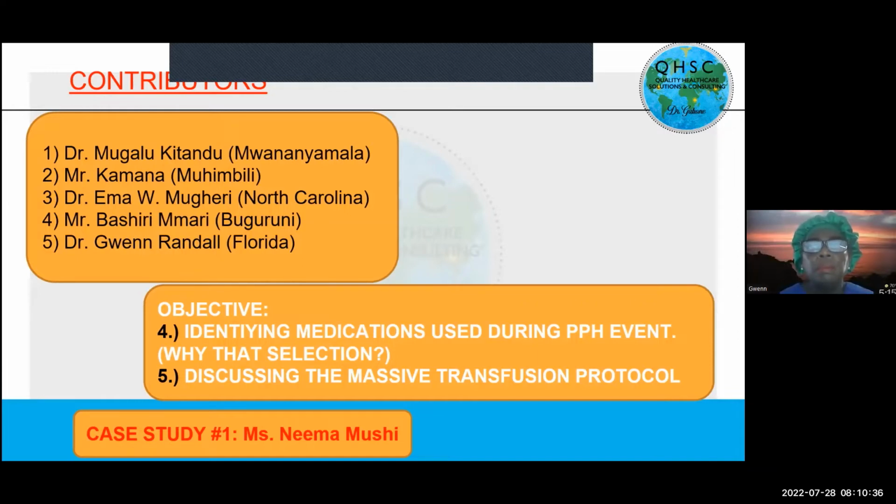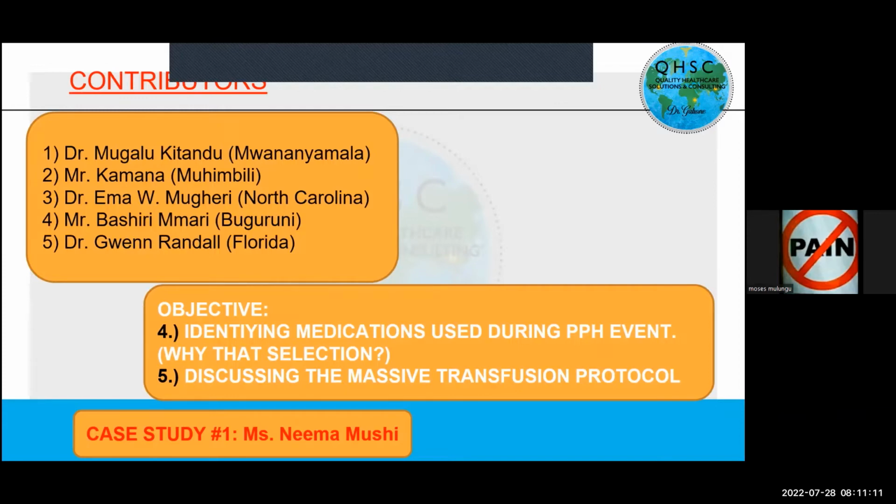We give IV fluids. We make sure that the patient has large-bore IV cannulas in both hands. We infuse them with plenty of crystalloid solution. Then tranexamic acid will also be given. Then fresh frozen plasma will come in. We give them, and if blood is available, it can also be given. We are just trying to save these patients.